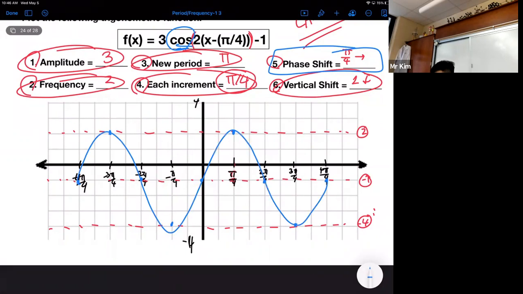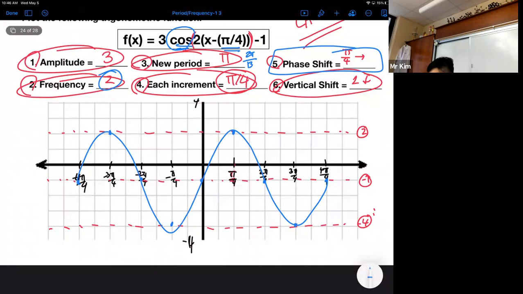Yes, Sam? Is the phase shift the x minus pi over 4? Whatever's inside the parentheses right there. Yep. And then also for the new period, how do you determine that? The new period: you remember the original period for cosine, or for sine, is 2 pi. You have to divide that by the b value, whatever you set for the frequency. So you take 2 pi divided by 2. Oh, okay.